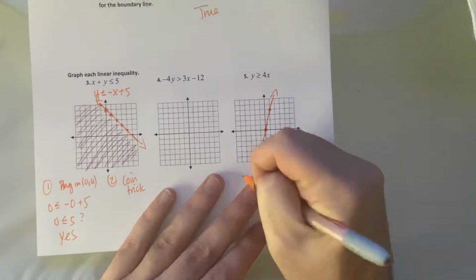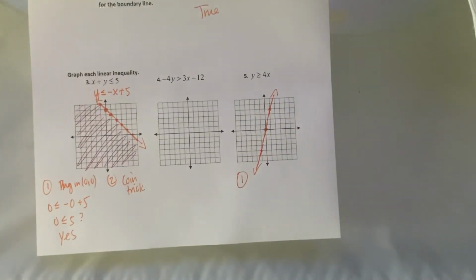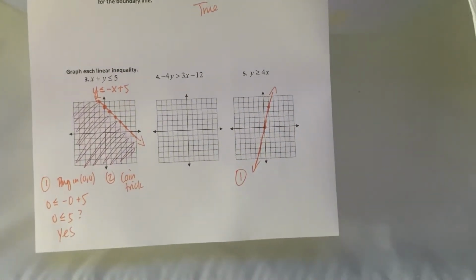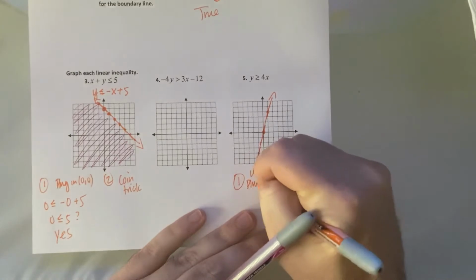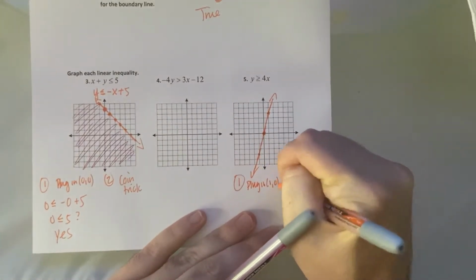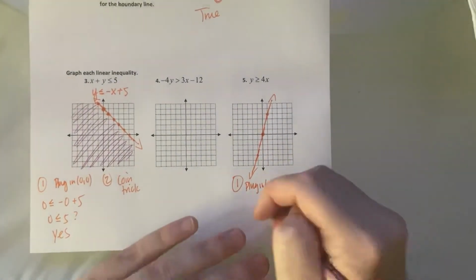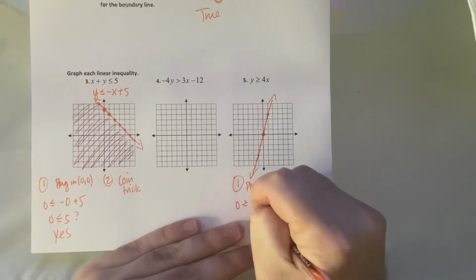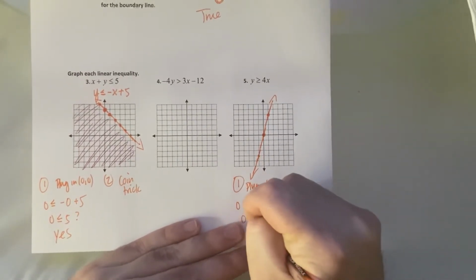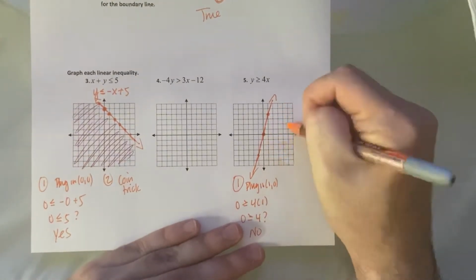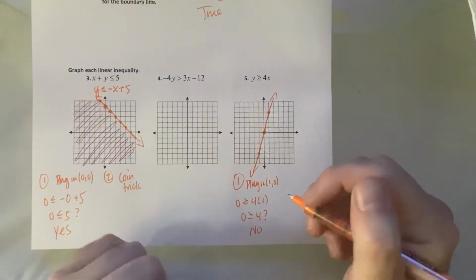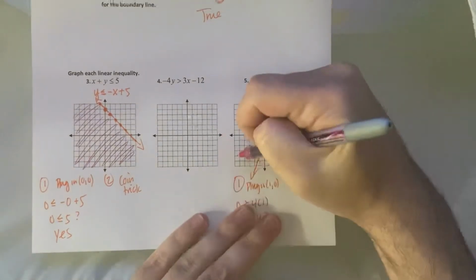Now, both of our tricks for testing sides are harder on this kind of problem because I can't plug in 0, 0, so I have to pick a different point. So pick one that's easy, like, let's say 1, 0, because 0, 0 is on the line, so we can't use it. Is 0 greater than or equal to 4 times 1? So 0 greater than or equal to 4? No. So 1, 0 is on the right side, but it didn't work, so I would shade the left side.